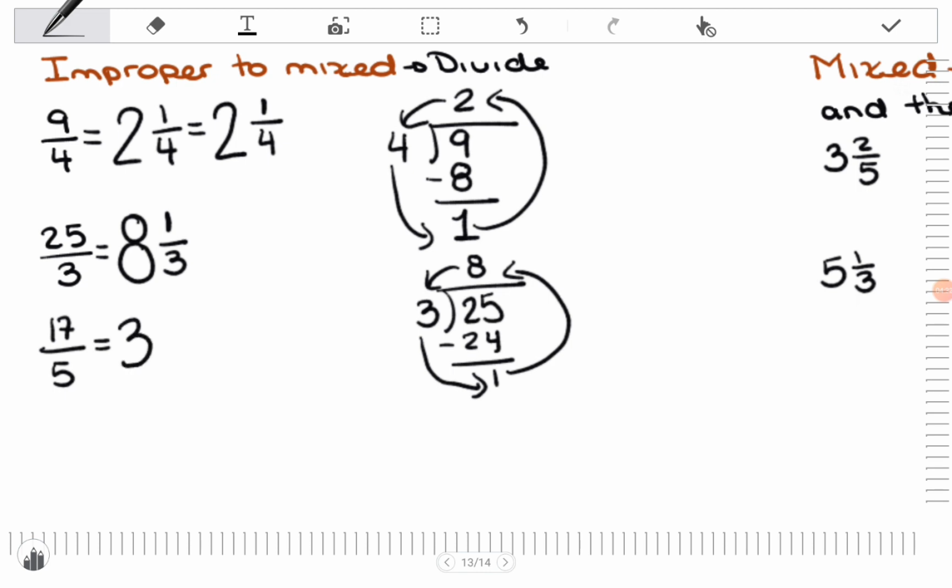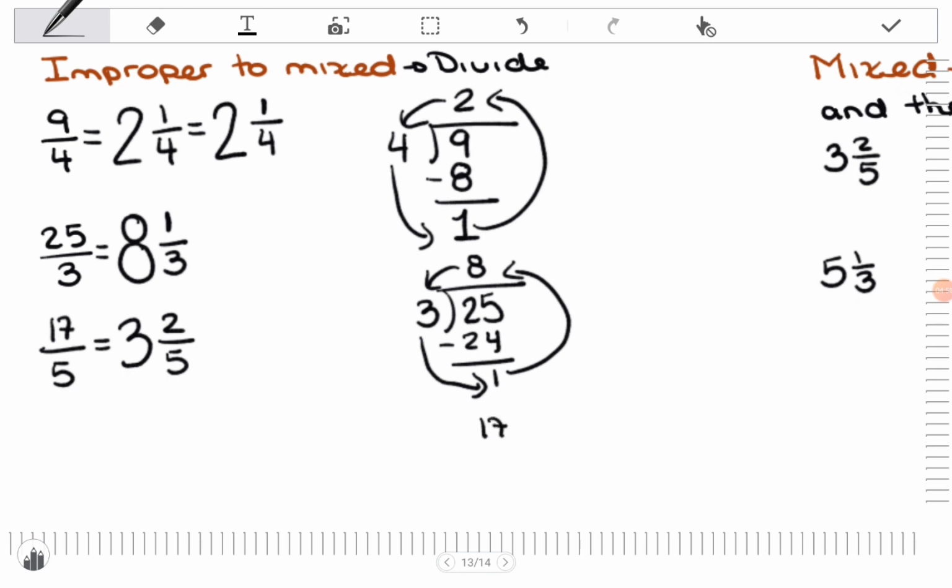So, we didn't get to 17, but we wanted to get to 17. We got to 15. 5 times 3 is 15. How many numbers am I missing? 2, right? From 15 to 17, there are 2 numbers. So we write 2 here. And the denominator is the same. That's it. Easy. Let's see if it's correct.